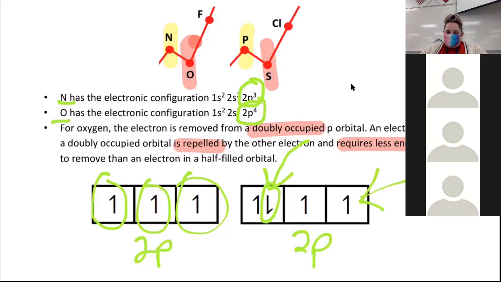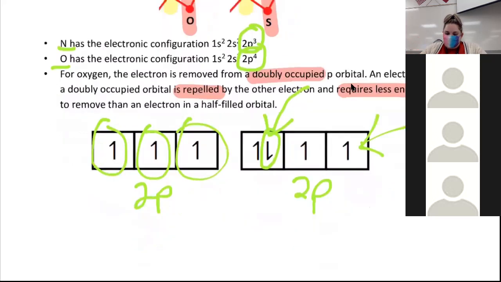Rather than this other one, the one that's paired up for oxygen, the other electron paired up with it is repelling it. It's almost like trying to push it out, so it doesn't require much energy to remove it. Both of those exceptions have to do with our sublevels, our orbitals, and our electron configurations. The first one had to do with changing from an s to a p orbital. This one has to do with a p orbital being half full versus totally full, or doubly occupied. All right, so there are practice questions after that.